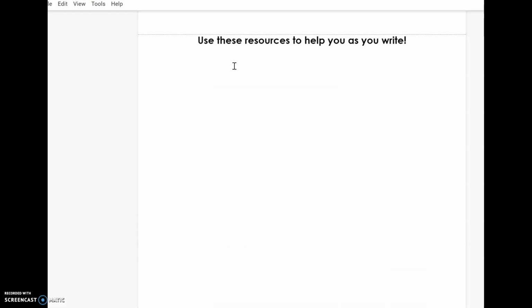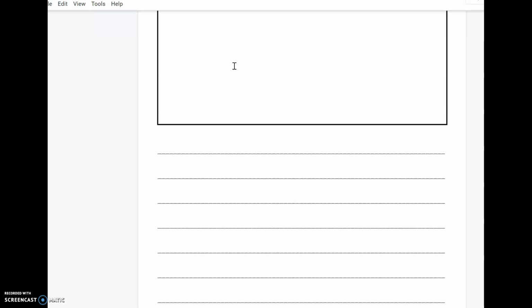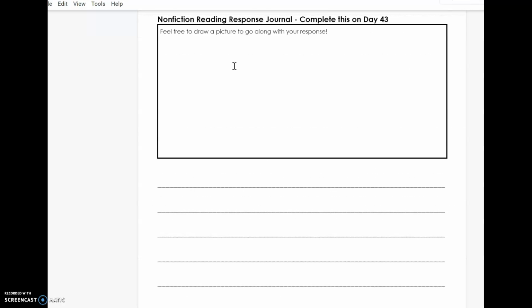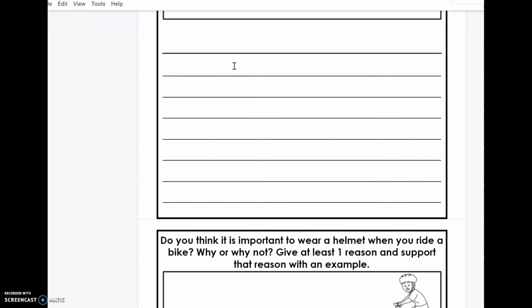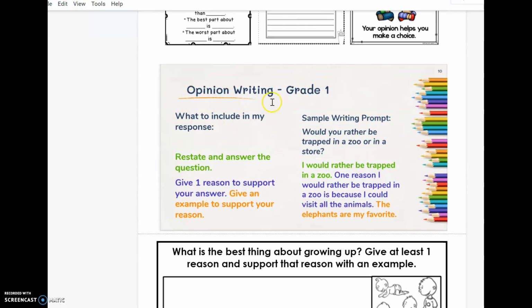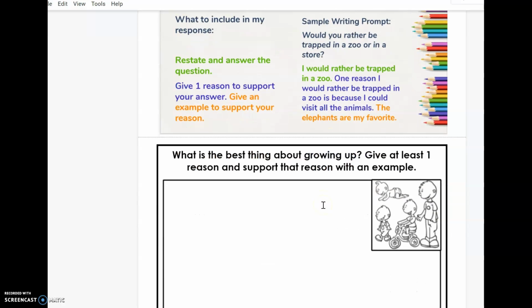So if you go onto your packet, and after all of the reading response journal prompts, you go down to writing. Right here, we have been talking about opinion writing. So make sure you're giving your opinion. First, you state your opinion by saying, I would rather be trapped in a zoo. So in this case, you're going to say, I disagree to have a snake as a pet because, or I agree that snakes make good pets because, and you're going to give one reason why, and you're going to give an example after that.